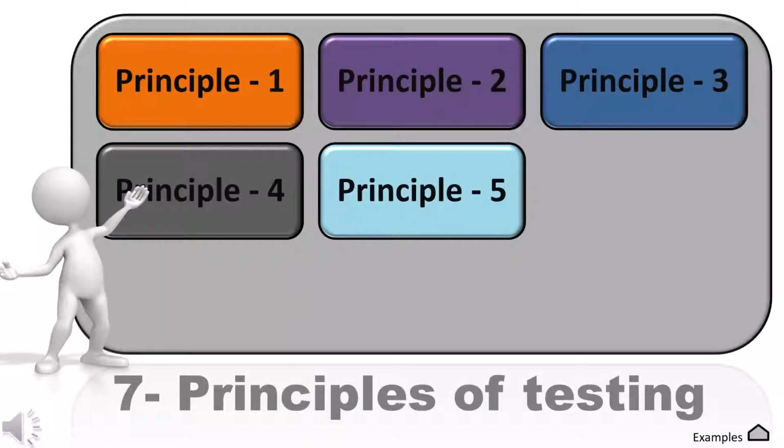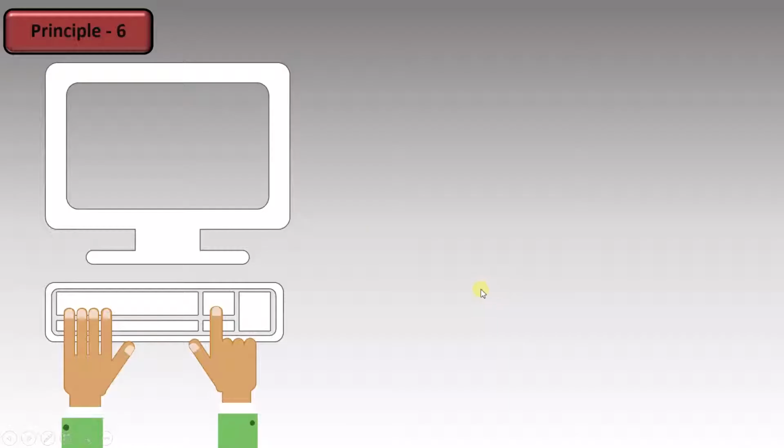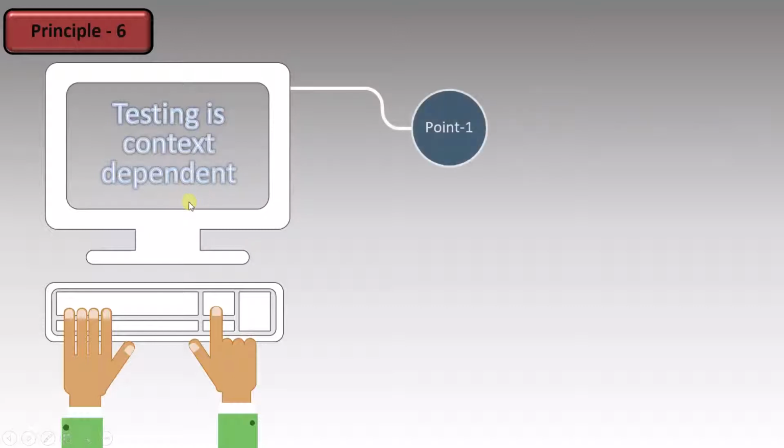In this video, we will cover the last two principles, 6th and 7th. Let's start with principle 6. It states that testing is context dependent. This means that the type of testing will depend upon the kind of product being tested. This is why testing is context dependent. So let's start breaking this down.